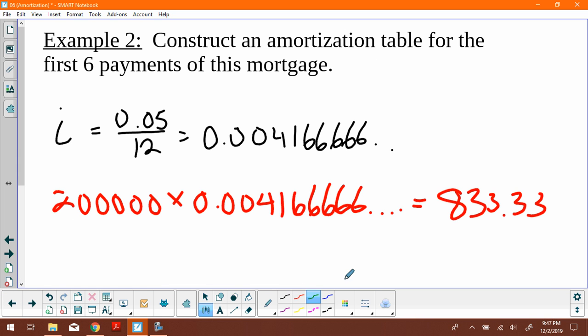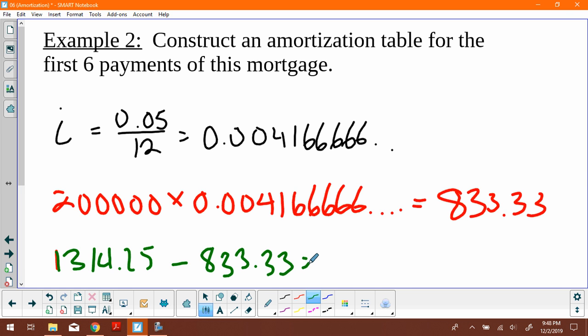So our next step is to take our payment, which was the 1314.25, and subtract the interest we owed. We owed 833.33. And we get $480.92.